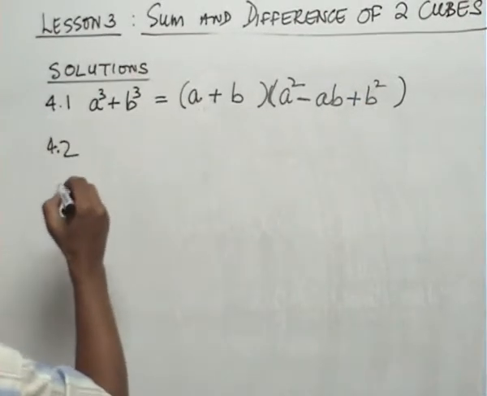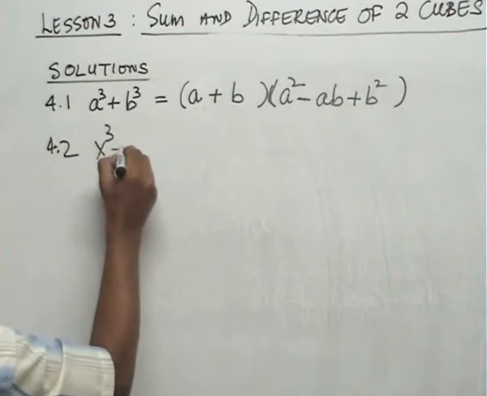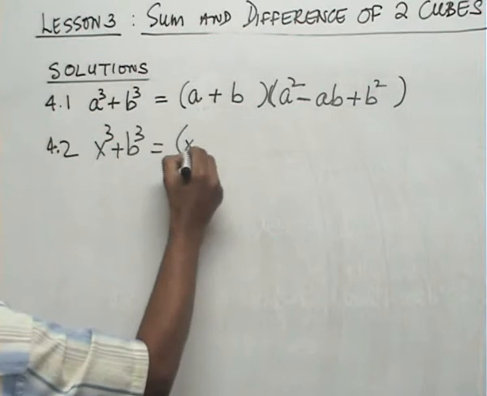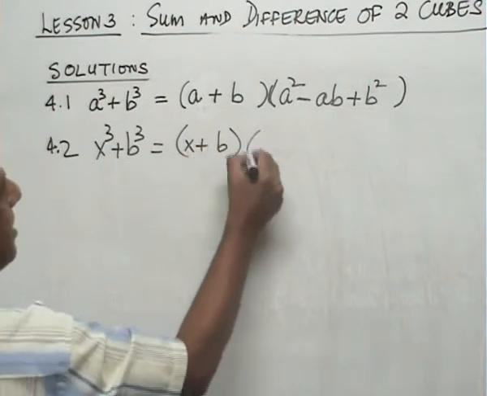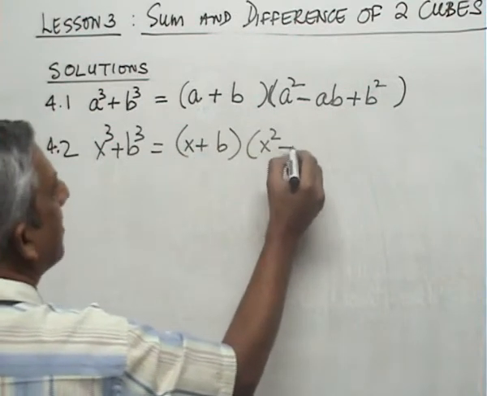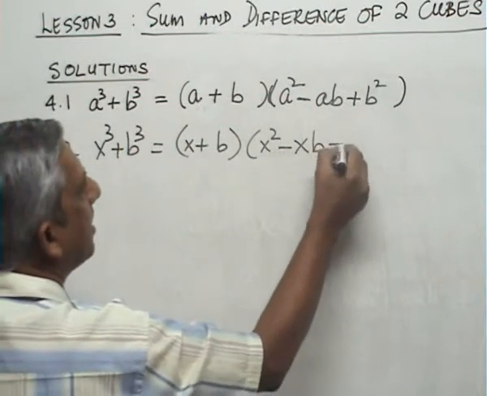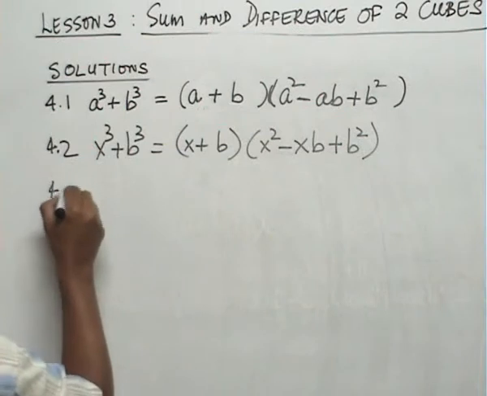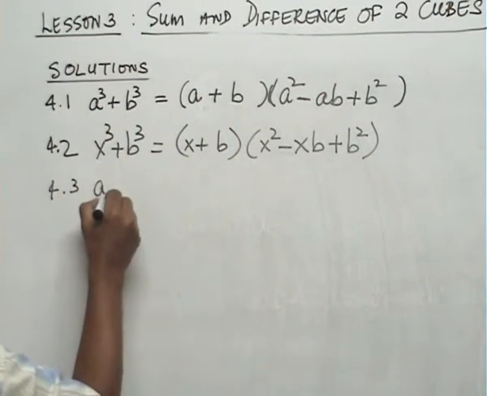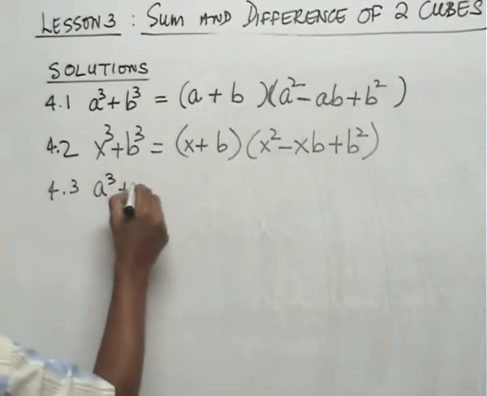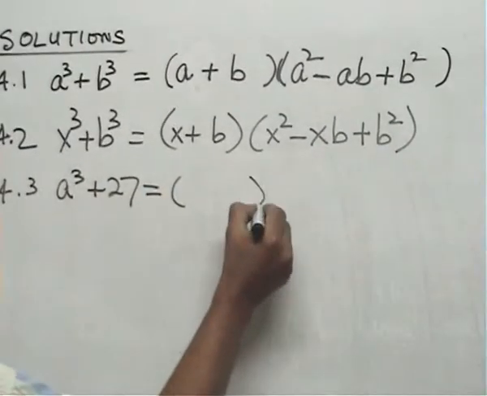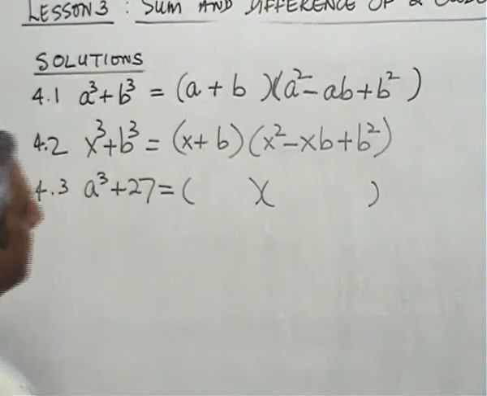4.2. X cubed plus b cubed. Just like that, x plus b into x squared minus xb plus b squared. 4.3. A cubed plus 27. So, one small bracket, one bigger bracket.